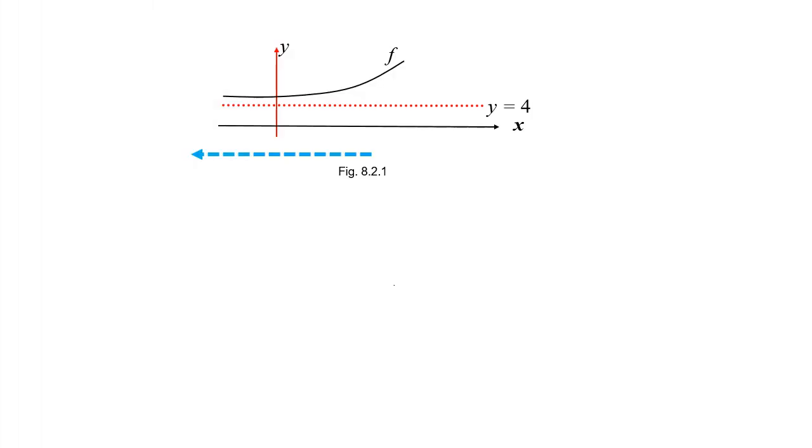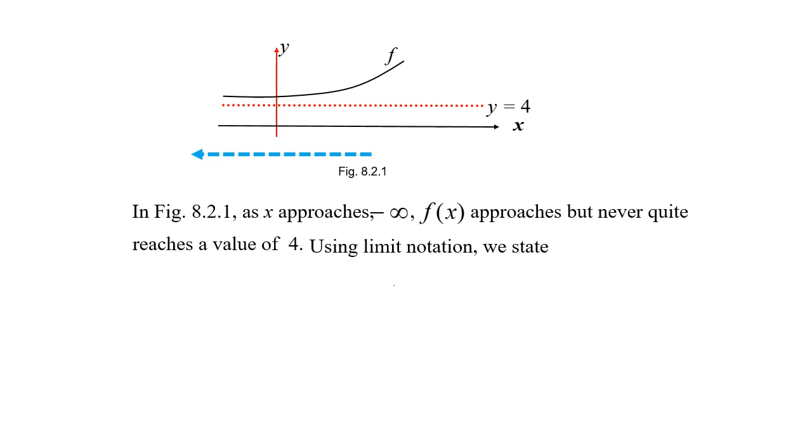So let's see this graph. We can see that the graph is going to the left side, moving toward the value of y equal to 4, but not touching the value of 4 there. Okay. In figure 8.2.1, as x approaches negative infinity, f(x) approaches the value of 4, but never quite reaches the value of 4. It's going to 4, but not touching the 4.